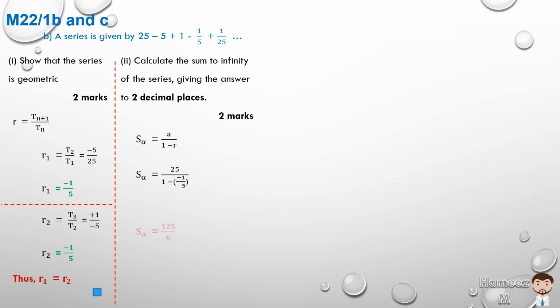So the sum to infinity is equal to 125 over 6. And this is a more accurate answer, leaving it as a fraction, than converting it to a decimal.